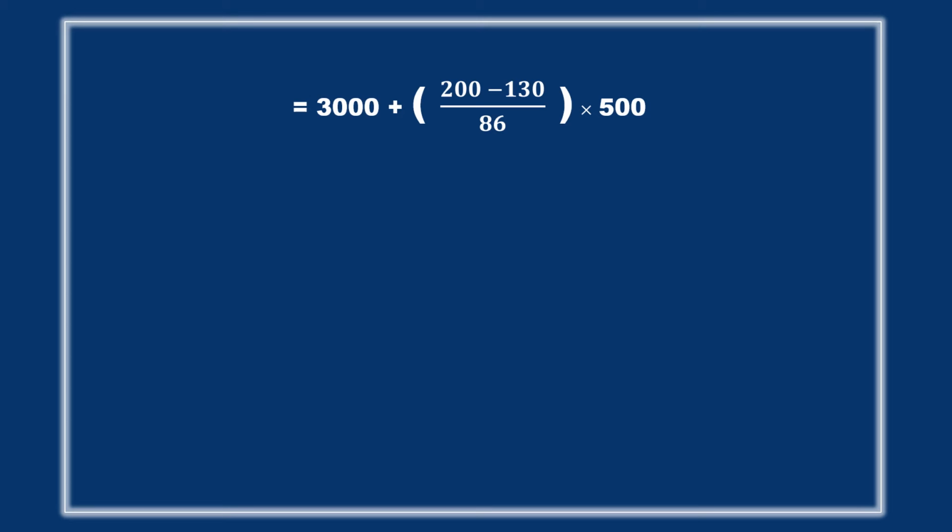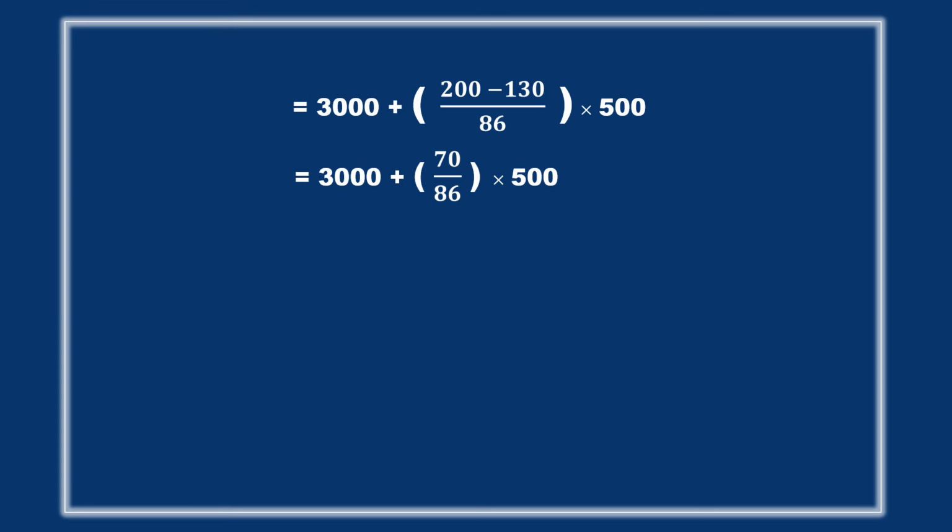So 200 minus 130 will give you 70, by 86 into 500. If cancellation is possible between this numerator and denominator, you can cancel them, or just multiply these two and divide it with 86. Here the last digits are 0 and 6. Be perfect with the divisibility rules, then only you can cancel them.